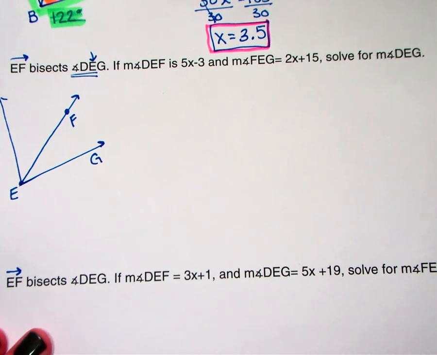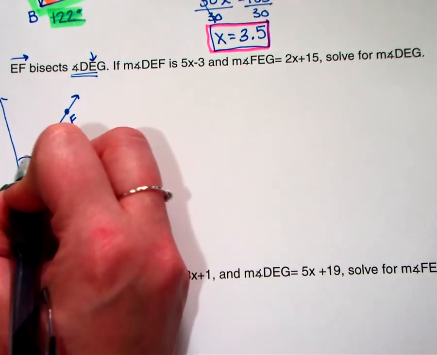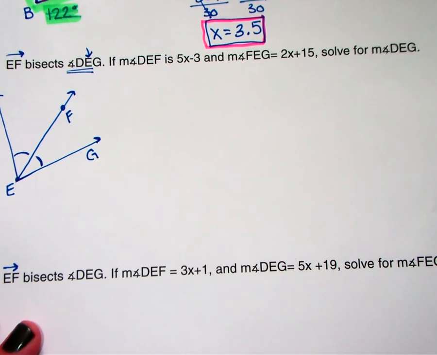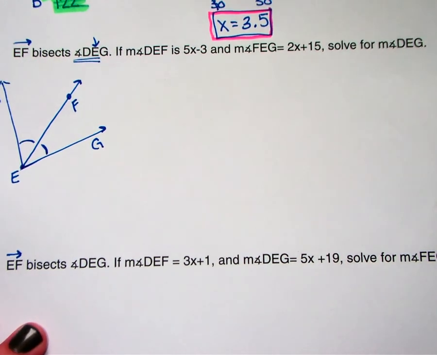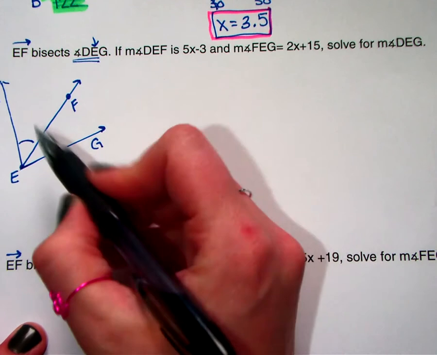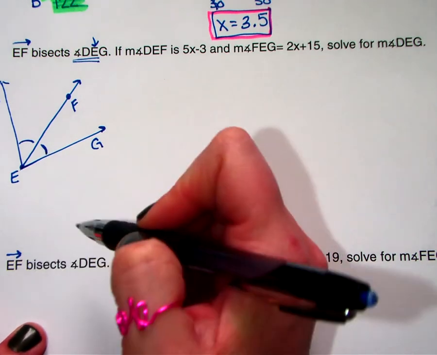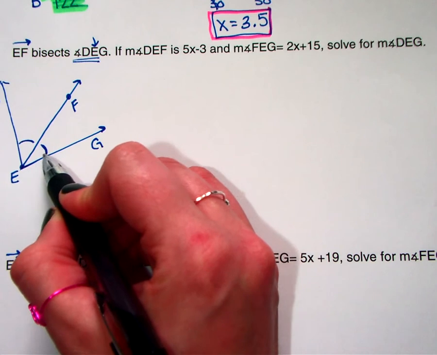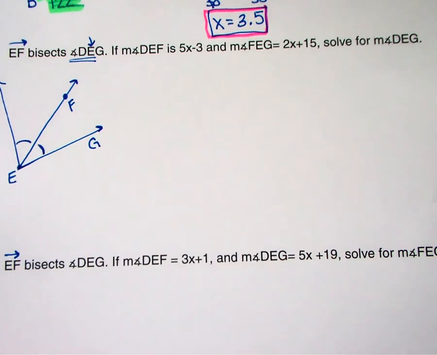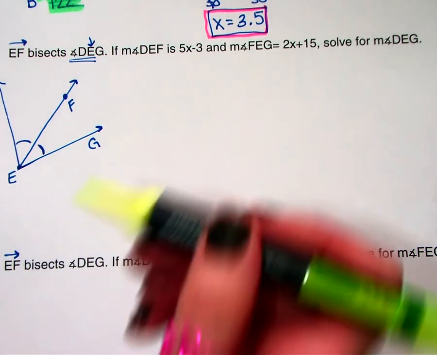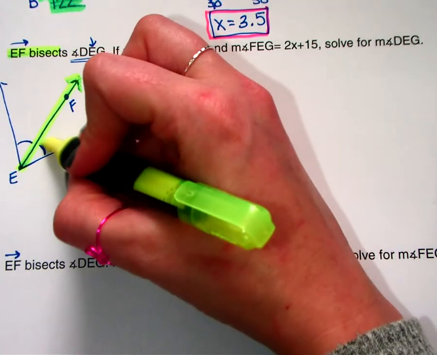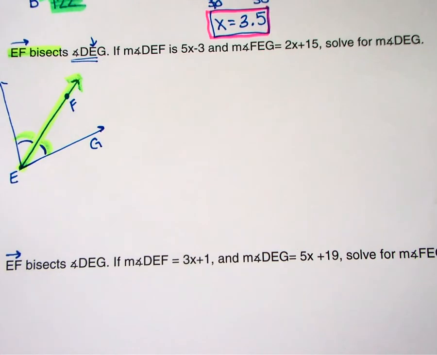To show a bisector, you need to mark curves. On segments we used bars because we use rulers, which are straight, to measure segments, so they get bars. Angles get curves because we use a curved measuring tool called a protractor in order to measure these angles, so they get curves. Okay. So in your picture, EF is the bisector, which means it is cutting this angle into two equal pieces, just like with a midpoint.